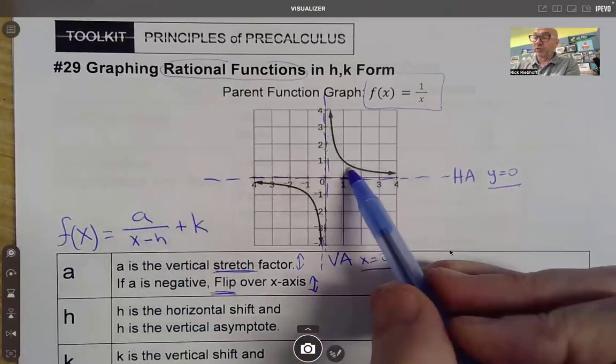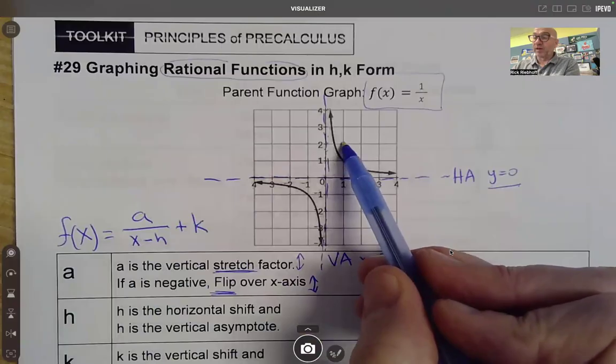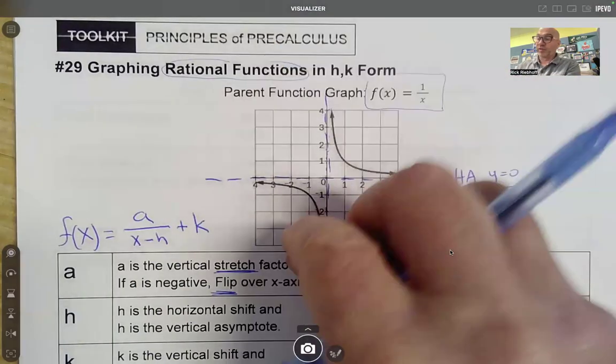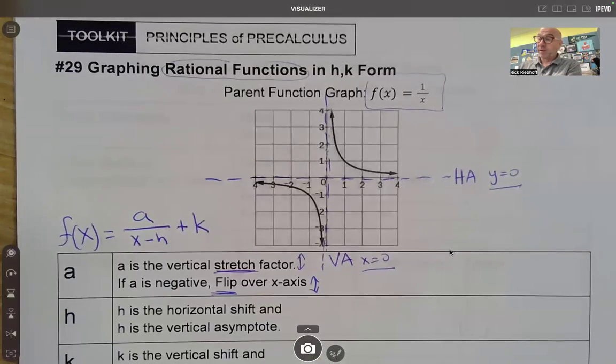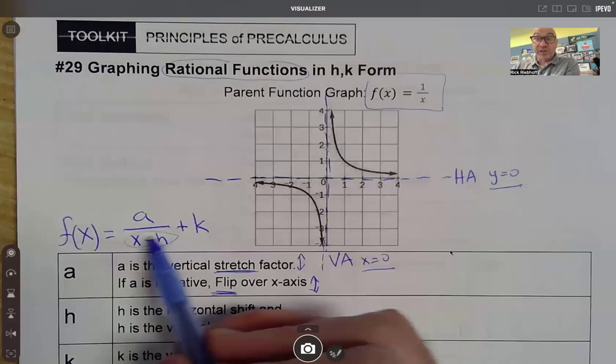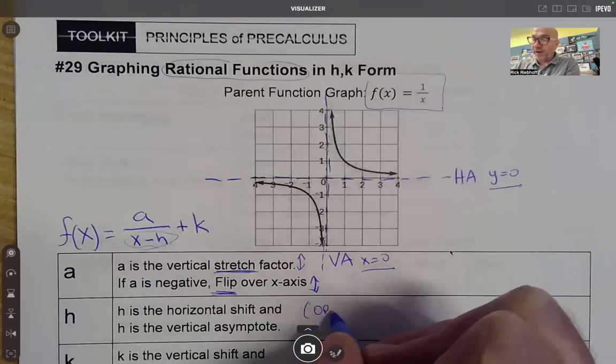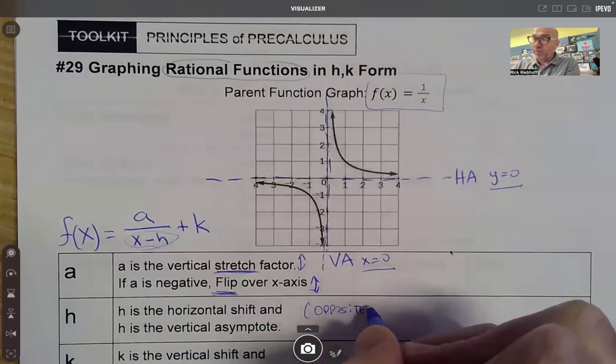If this is 2, instead of going through 1, 1, it's going to go through 1, 2. It's going to stretch out. Imagine stretching it this way and stretching it this way, what that would look like. H is our horizontal shift. Just like everything else we've done this year, the one that's connected with the x is going to be opposite land. It's going to be opposite the way that we think.